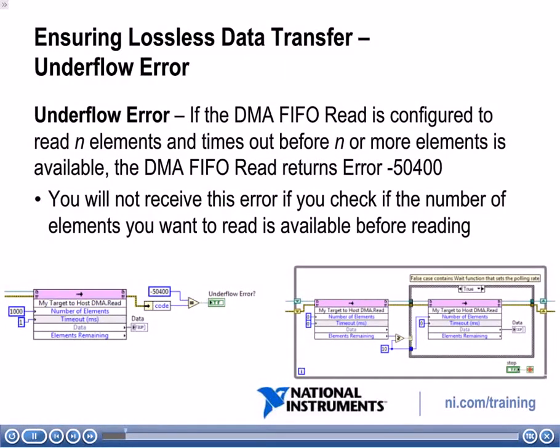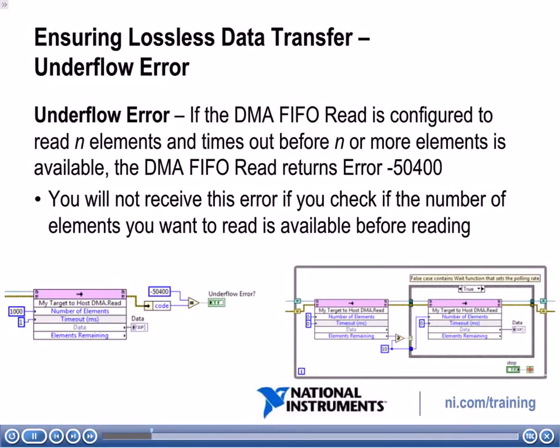Okay, so if you take a look at that screenshot at the left, notice that on our host VI, if we're trying to read from that DMA FIFO, we're trying to read 1,000 elements, and we have a timeout of 1. So let's say we get to this node, and there's not yet 1,000 elements in the FIFO yet, and then 1 millisecond passes. So in this case, there's an underflow, right? Because we weren't able to get 1,000 elements by the time this node timed out. So what would happen is on the output error wire, it's going to contain error code -50400. If you're checking for that particular error code, then you can see that there's an underflow error.